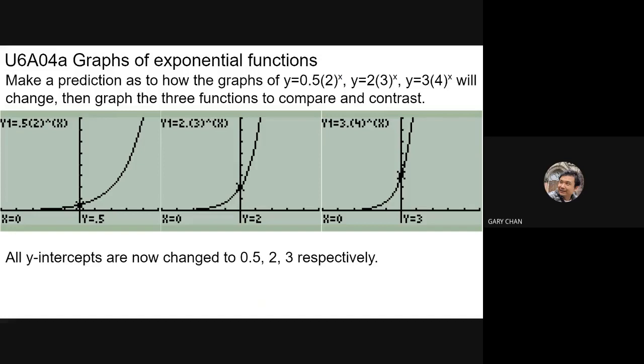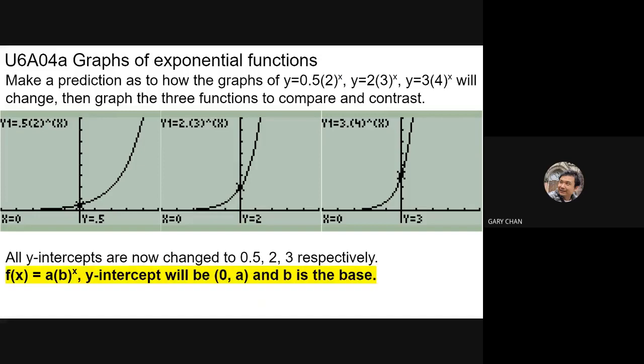They happen to be that because, to follow the order of operations, if we substitute in 0, 2 to the 0th is 1. We have to evaluate the exponent before we multiply. So therefore, 2 to the 0th is 1. Multiply that by 0.5, we end up with 0.5. 3 to the 0th is 1. 1 times 2 is 2. 4 to the 0th is 1. 1 times 3 is 3.